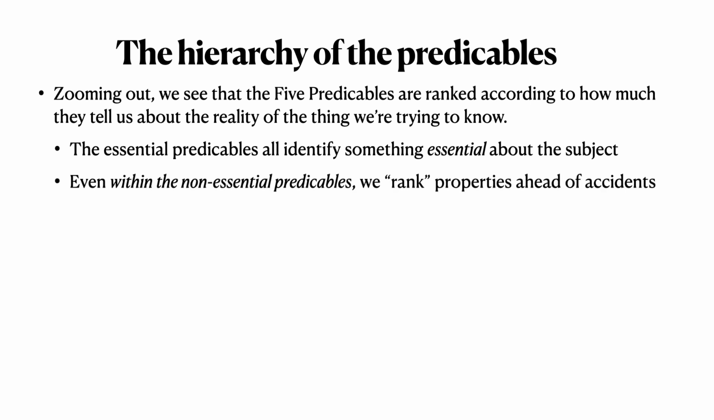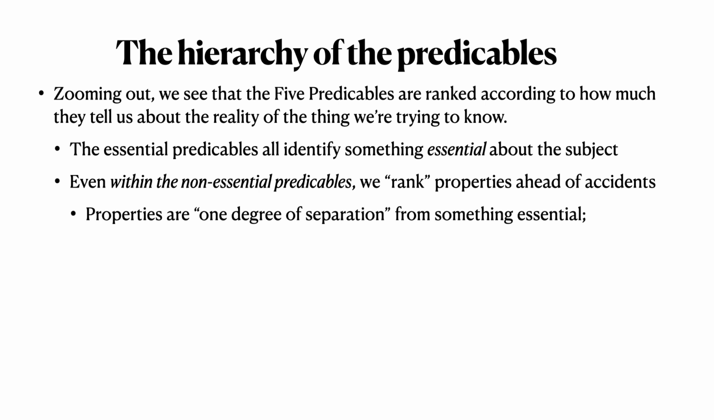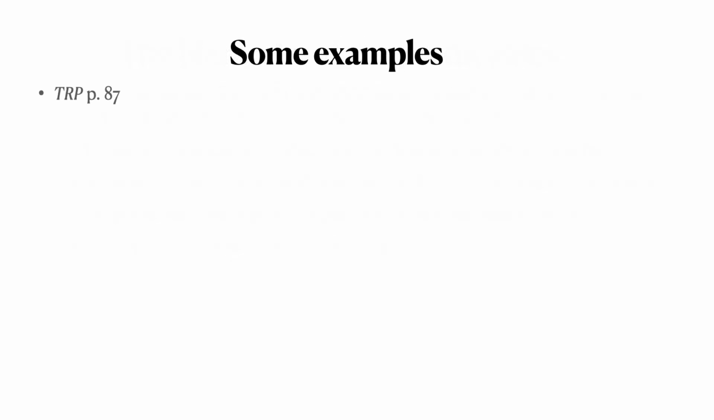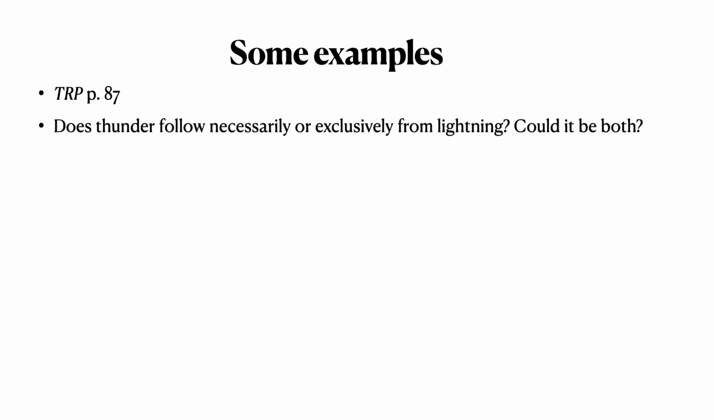Even within the non-essential predicables, however, we also rank properties ahead of accidents because properties are only, so to speak, one degree of separation away from something essential, whereas accidents are even less essential than that. They have essentially no connection at all to the essence of something. We can look at some of the examples from page 87 of The Reasonable Person.